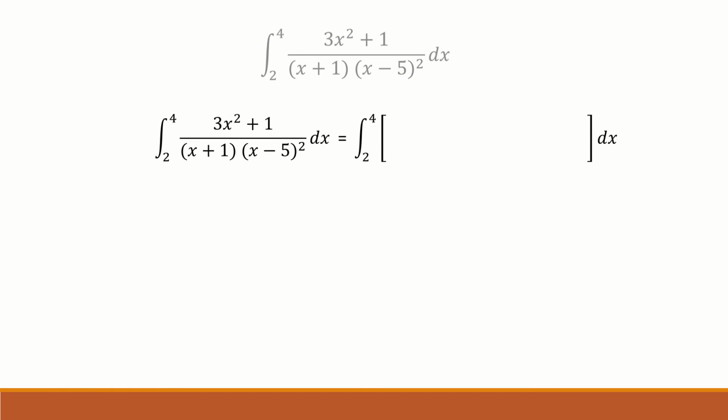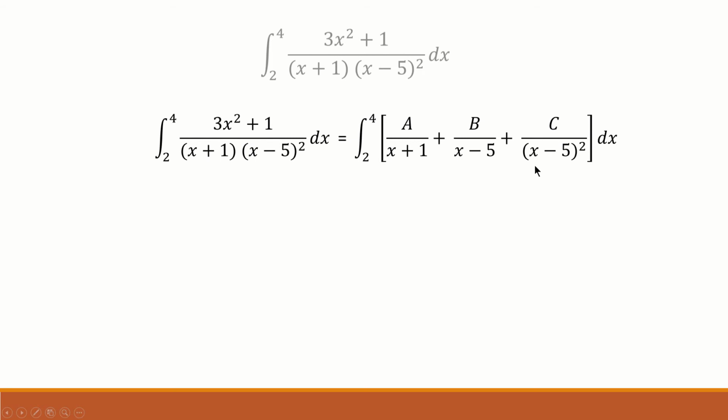So next we will be assigning variable letters to our partial fractions since we need to solve for our coefficients. And first we'll start by breaking this apart. So we have a over x plus 1, this factor, plus b over x minus 5 plus c over x minus 5 squared.